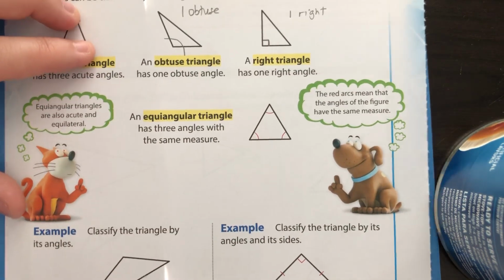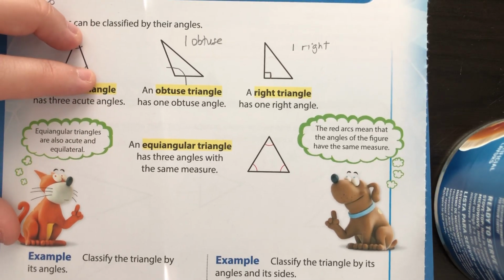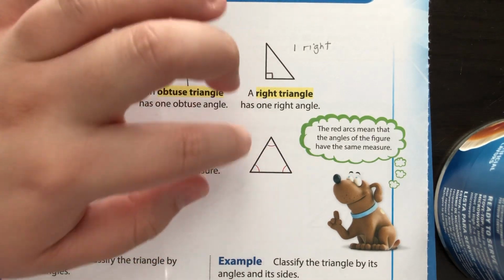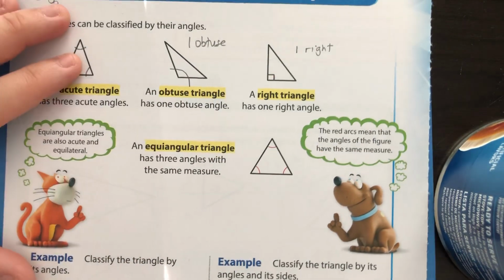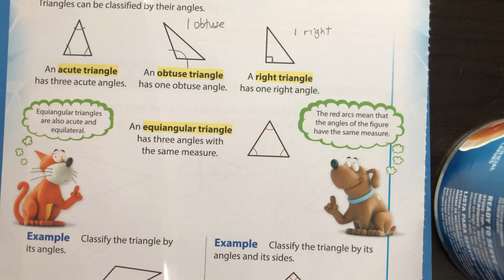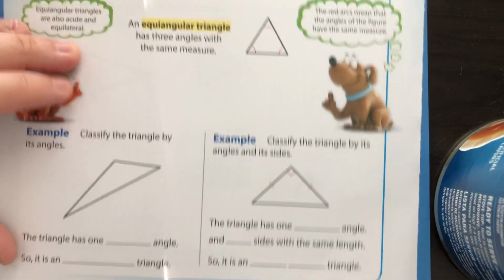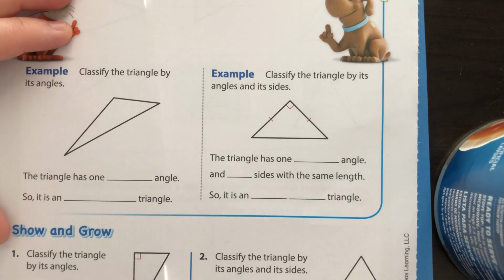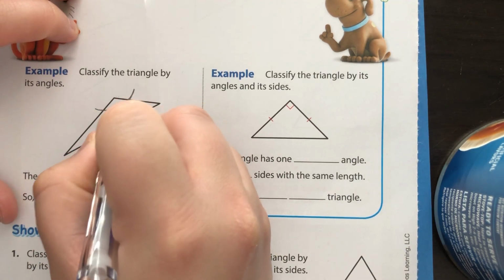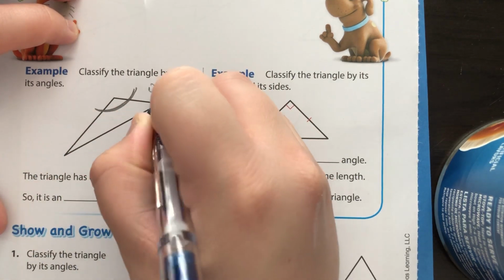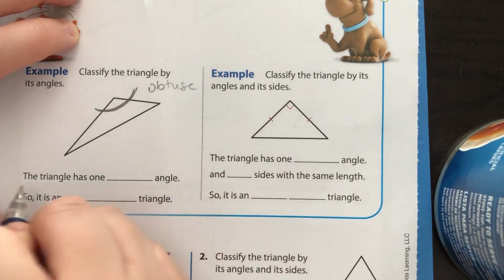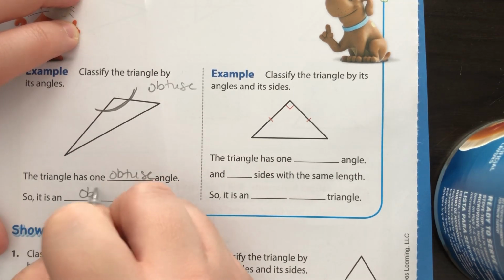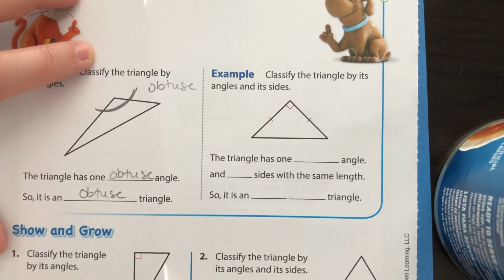There's also an equiangular triangle. It has three angles with the same measure. So all of these, for example, would be 60 degrees, 60, 60, 60, because all the angles measure the same measurement, okay? So for example, let's look here. It says classify the triangle by its angles. This right here on the top is an obtuse angle. So therefore the triangle has one obtuse angle, so it is an obtuse triangle.